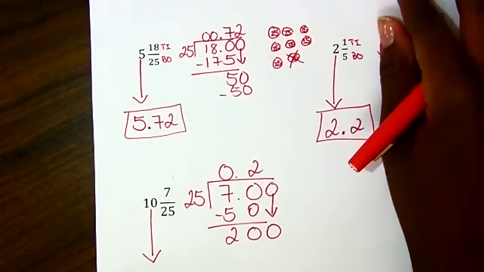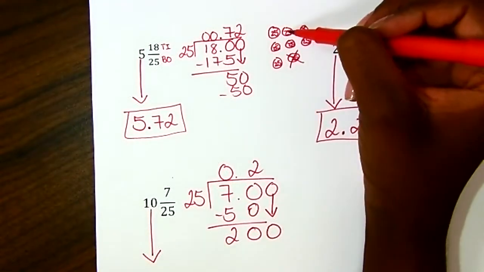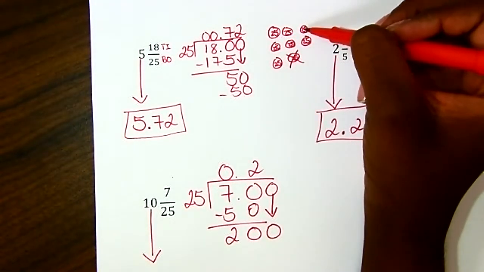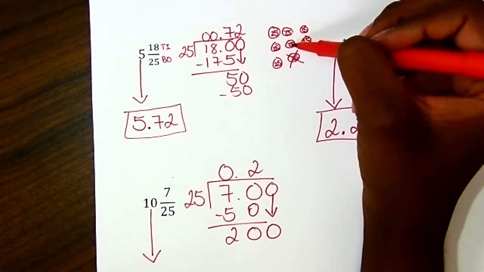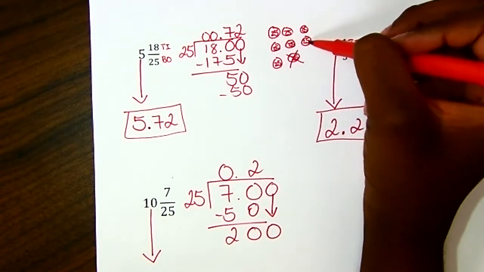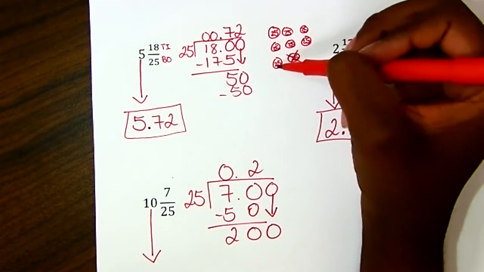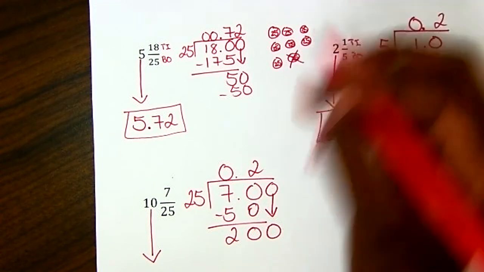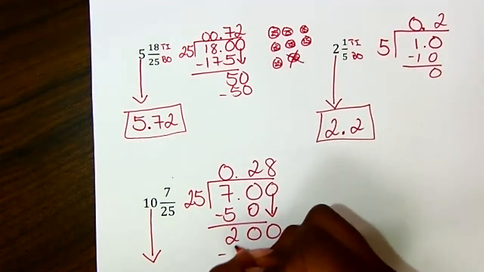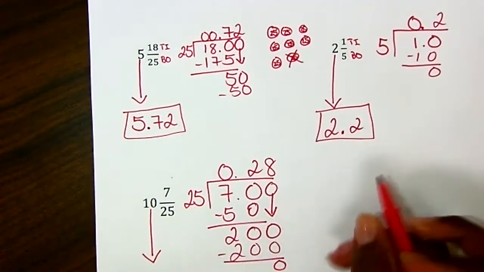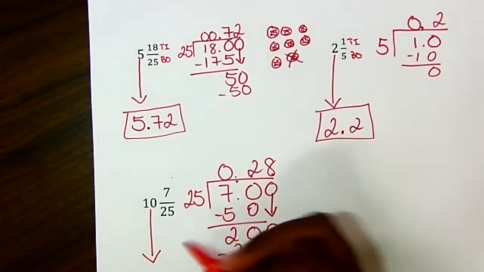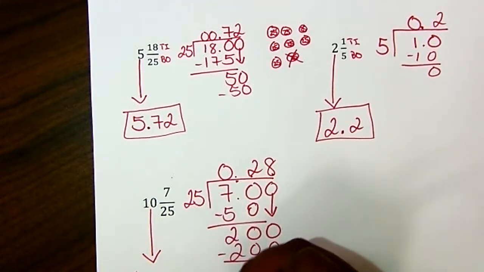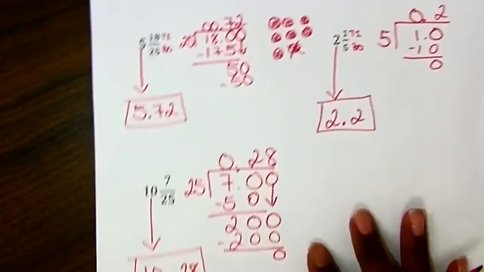Back to my money picture. 1/4 is 25 cents. 2/4 is 50 cents. 3/4 is 75 cents. 4/4 is $1. 5/4 is $1.25. 6/4 is $1.50. 7/4 is $1.75. 8/4 is $2. So I put a decimal, then 2 and 8. So 10 and 7/25 is equivalent to 10.28.